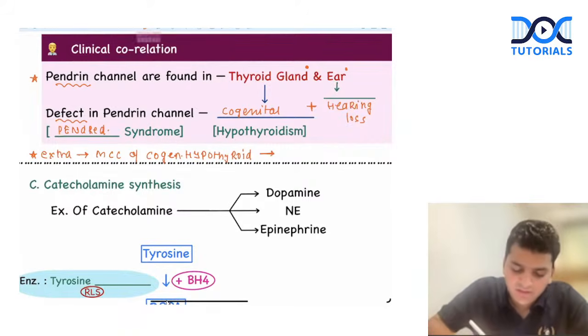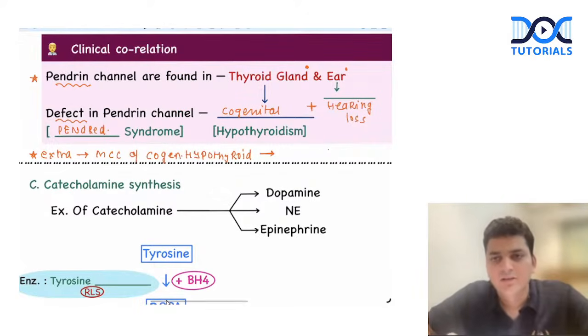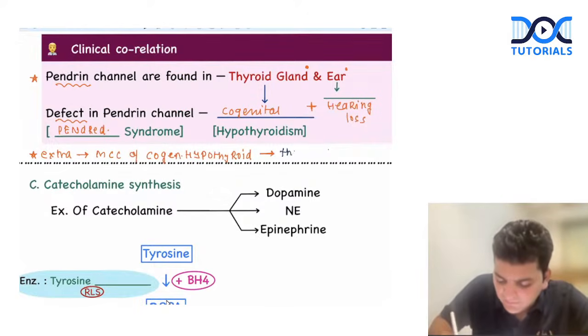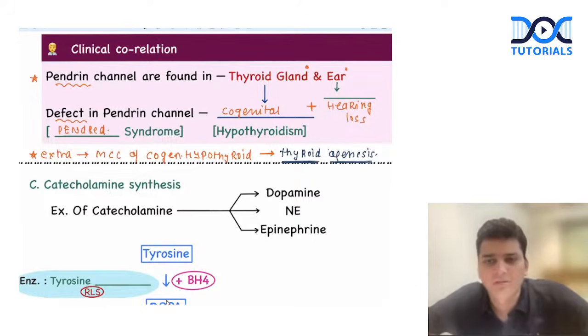The answer is, yes, one of you has given the correct answer. It is none of them. It is the thyroid agenesis. The thyroid gland not being there from birth is the most common cause of congenital hypothyroidism. Congenital hypothyroidism, thyroid agenesis.